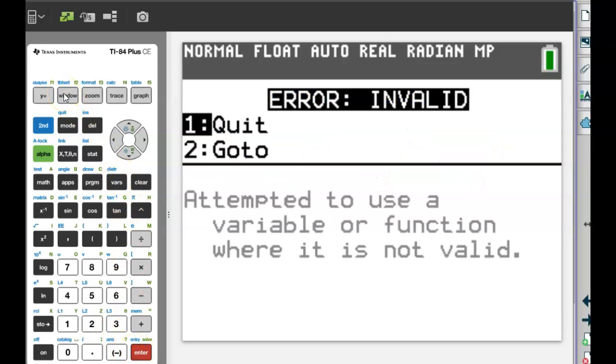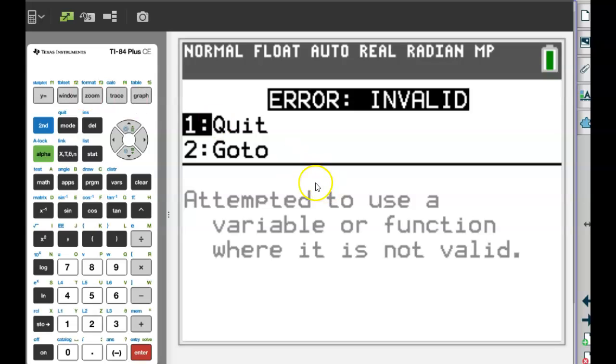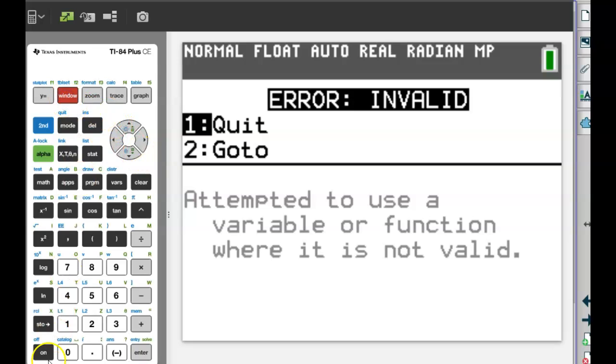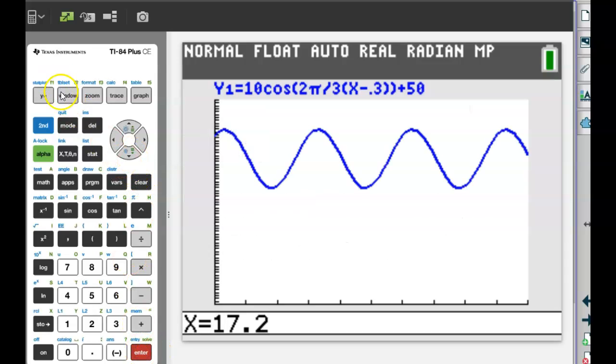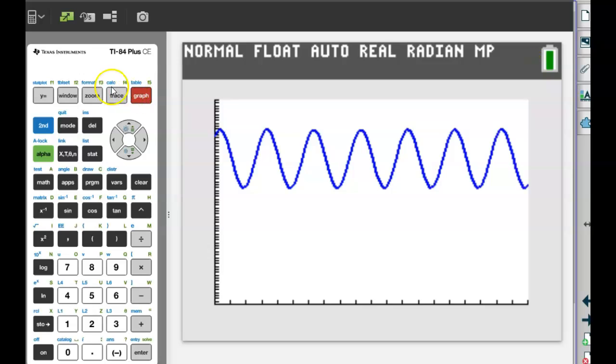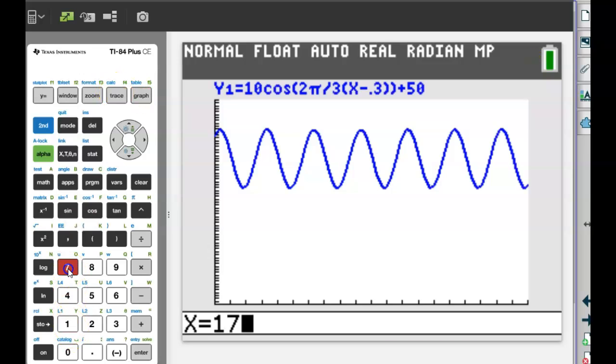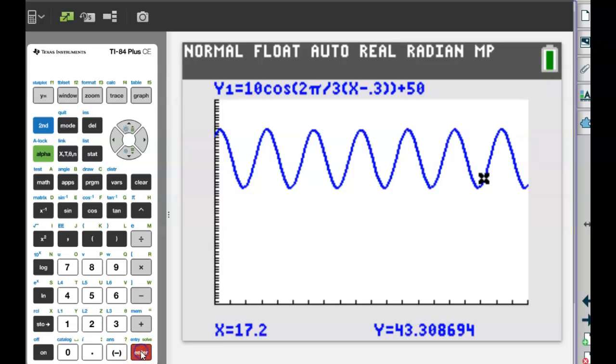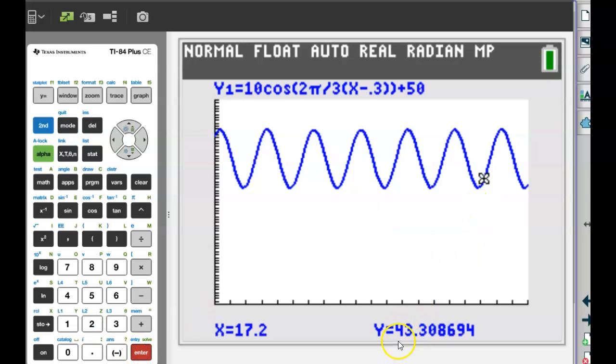Does anybody know why I got an error? It's not in the window, yep. I usually check that before I pick the window. If you do go to, yeah, it didn't help, okay. So I need my time to go out to like 20 seconds, which by the way makes the graph really little. Trace 17.2. Okay, so I have that it's at 43.3 centimeters, was it, guys?